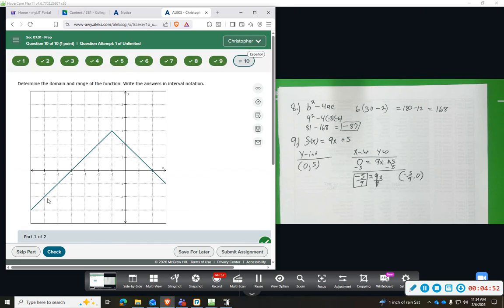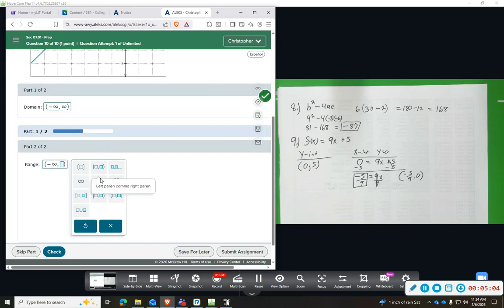Now, how high does it go up to the top? Okay, so it goes to a height of 3, and it stops and turns around. So the highest point is 3, and since we actually reached 3, I want to put that in a square bracket. So I'm going to put a 3 here, and I'm going to change this closure to a bracket. So I want open parenthesis negative infinity up to 3 with a bracket.